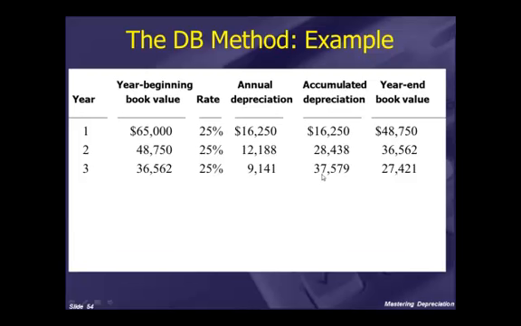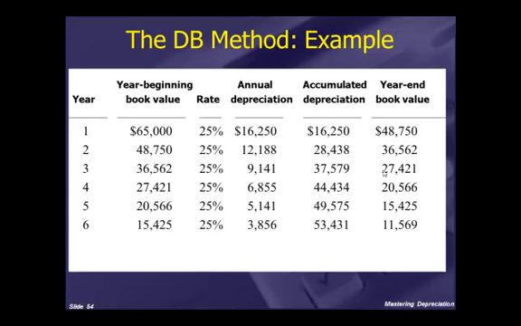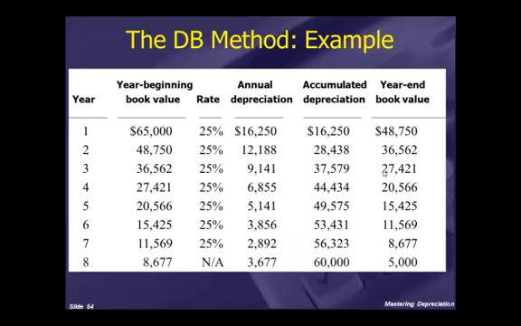To come up with the year-end book value, you would take the beginning book value, 65,000 less 37,571, and that would give you a year-end book value of 27,421. Then year 4, you would just repeat the pattern, and you keep doing that until you reach nearing the end. You cannot depreciate beyond $5,000 residual value.